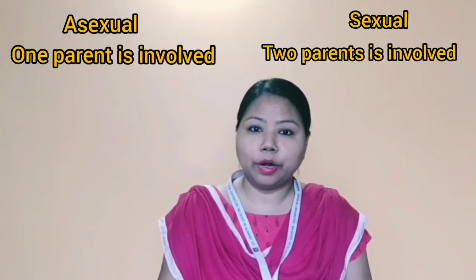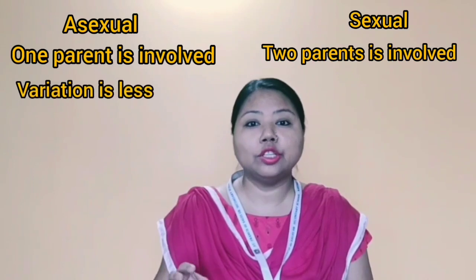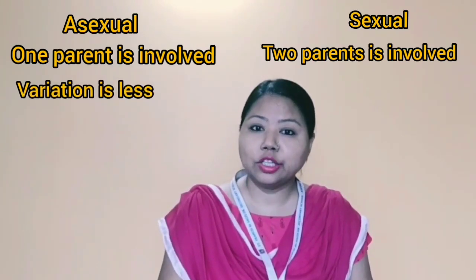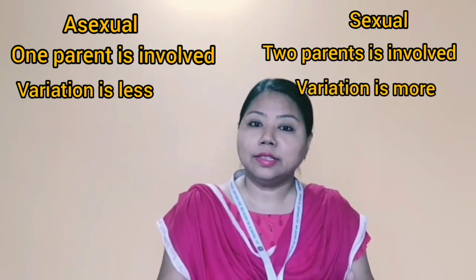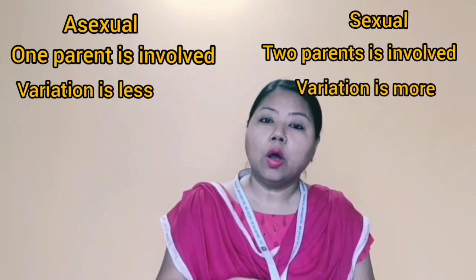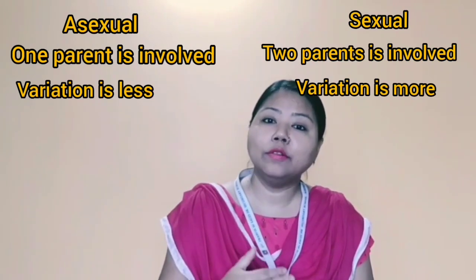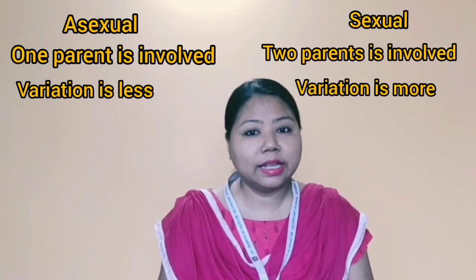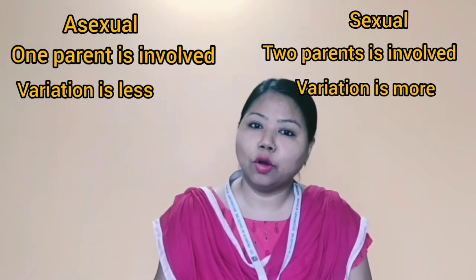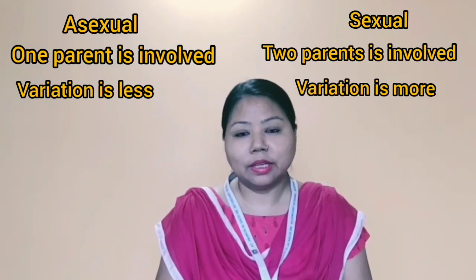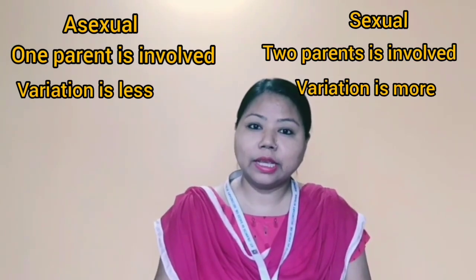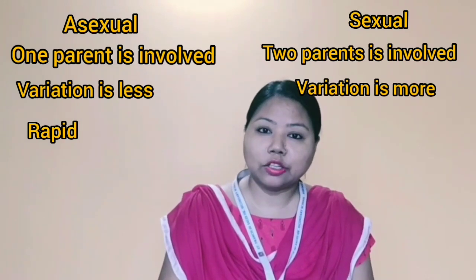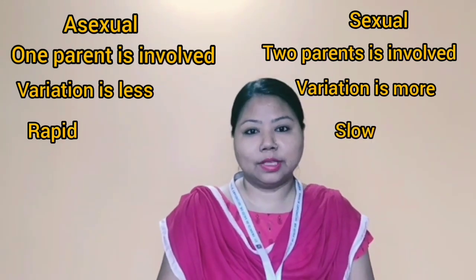In asexual reproduction, the variation which takes place is less. But the variation that takes place in sexual reproduction is more because it involves two parents. But in asexual reproduction, the variation is less. Why? Because it involves only one parent. Yes, asexual reproduction is a fast process, but sexual reproduction is a slow process.